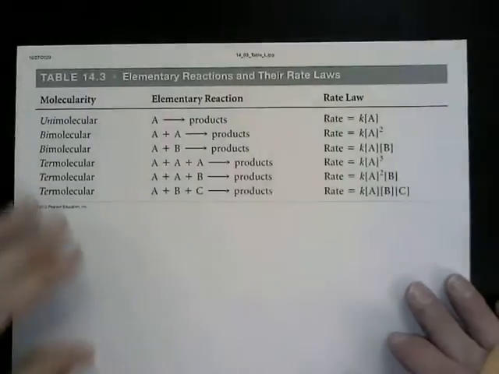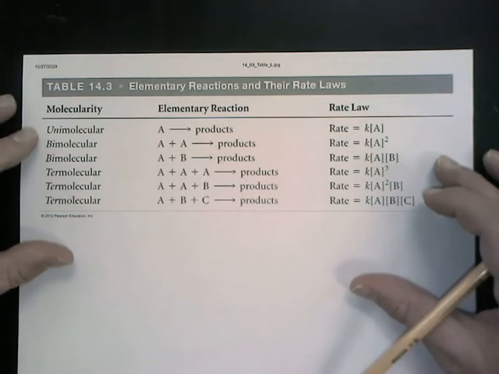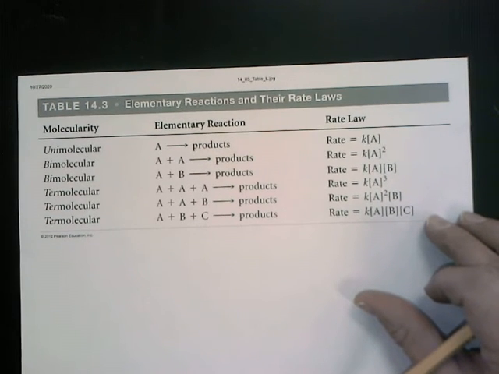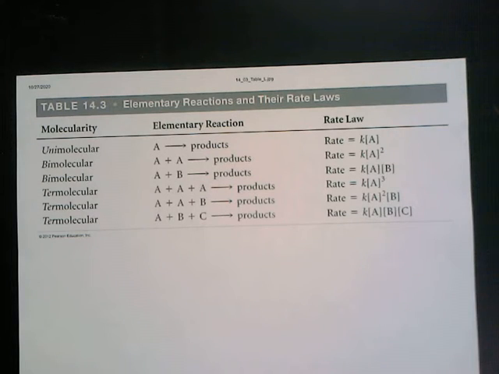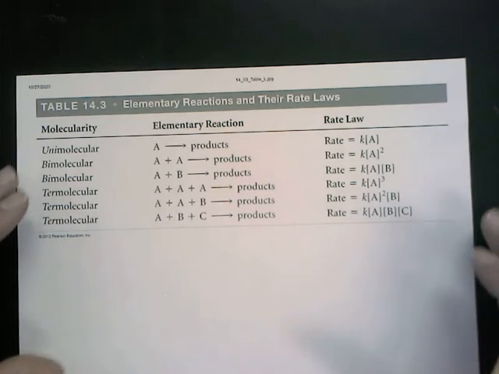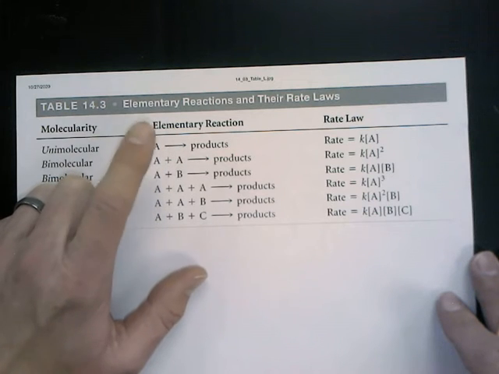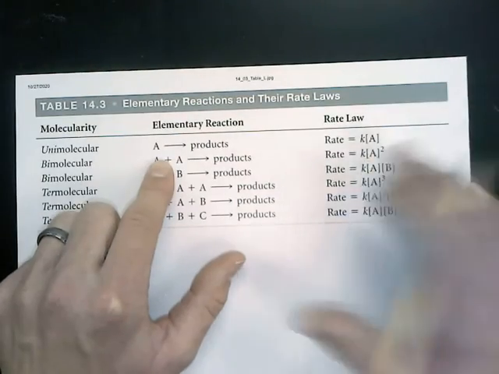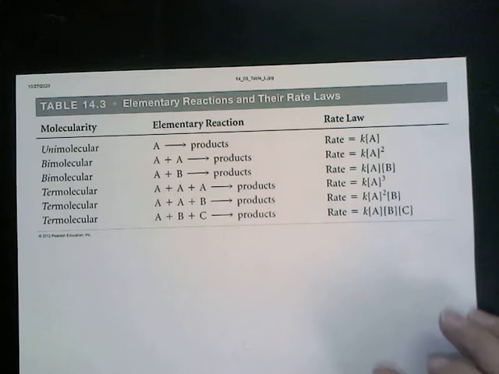And that other chart is exactly what we went over, except that it goes through termolecular steps. I'll get into the reasons in just a second of why I didn't include termolecular steps, but this chart outlines how many reactants you have in each elementary step and what the rate law of that particular step is. Okay.